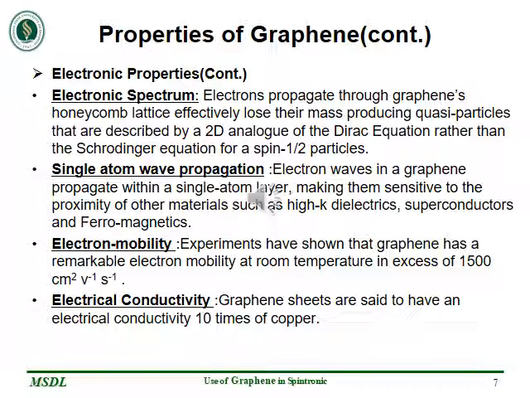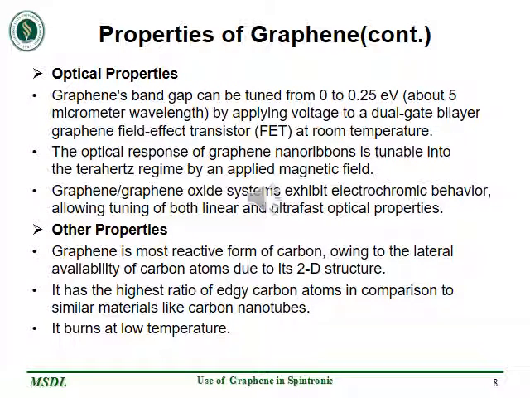Electron mobility. Experiments have shown that graphene has a remarkable electron mobility at room temperature. Electrical conductivity. Graphene sheets are said to have an electrical conductivity 10 times more than that of copper. Alright, so now there are some optical properties of graphene.